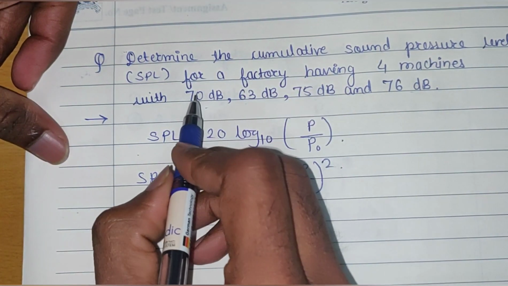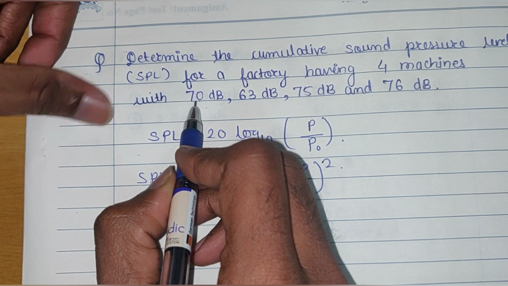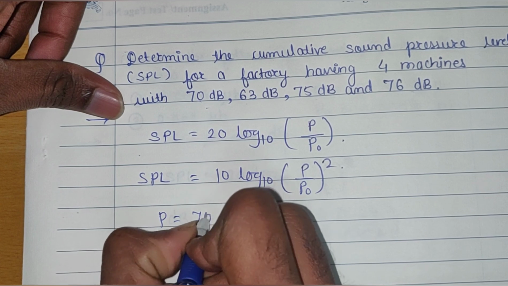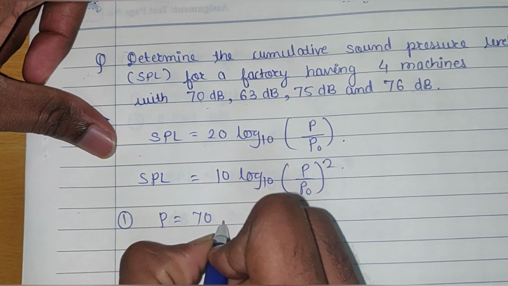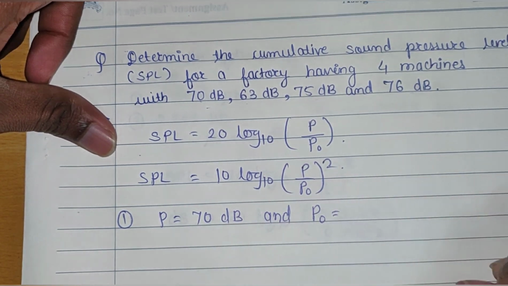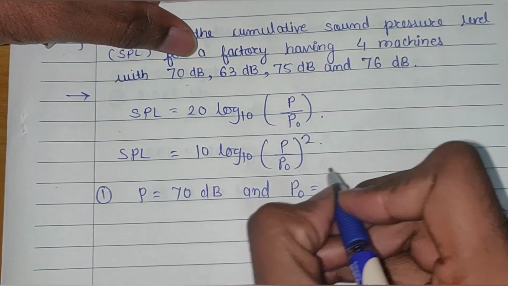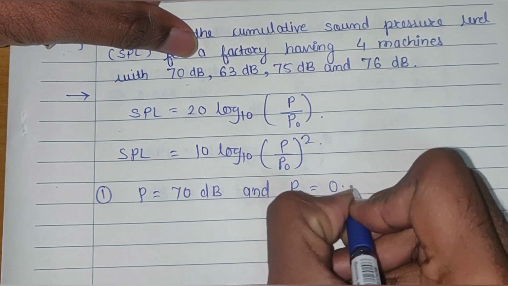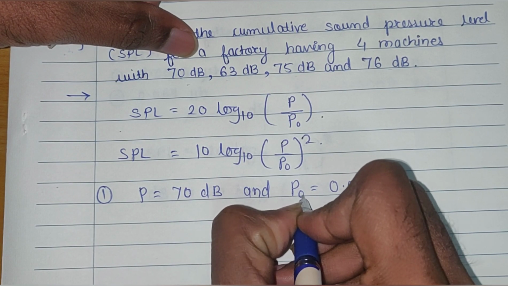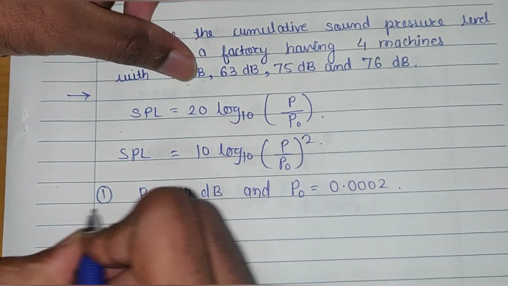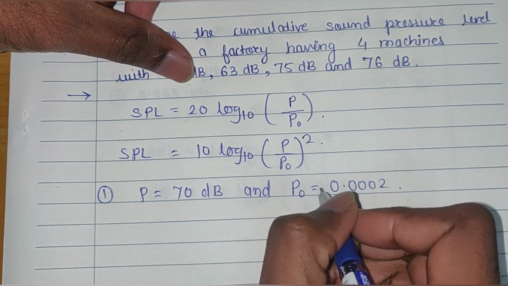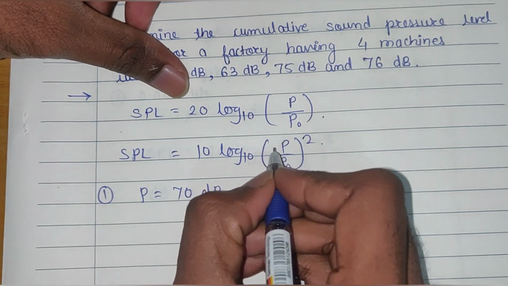So first we will take one machine which produces a sound of 70 decibel. Okay, SPL is equal to 70 decibel for the first machine, and we know that the value of P naught, that means the reference value or the threshold of hearing, is 0.0002, or you can simply keep this value as P naught, because it will save your time in the calculation. So put these values in this equation.